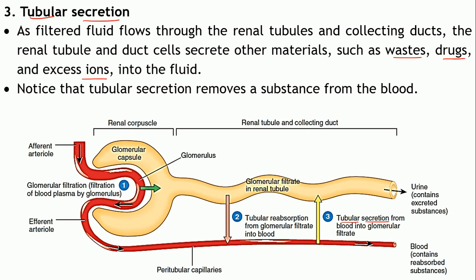Okay, so these are the three basic processes which take place in the nephrons and the collecting ducts, and which aid in the maintenance of homeostasis by maintaining the appropriate volume of the blood, the body fluids, and the ionic content of the body: glomerular filtration, tubular reabsorption and tubular secretion.